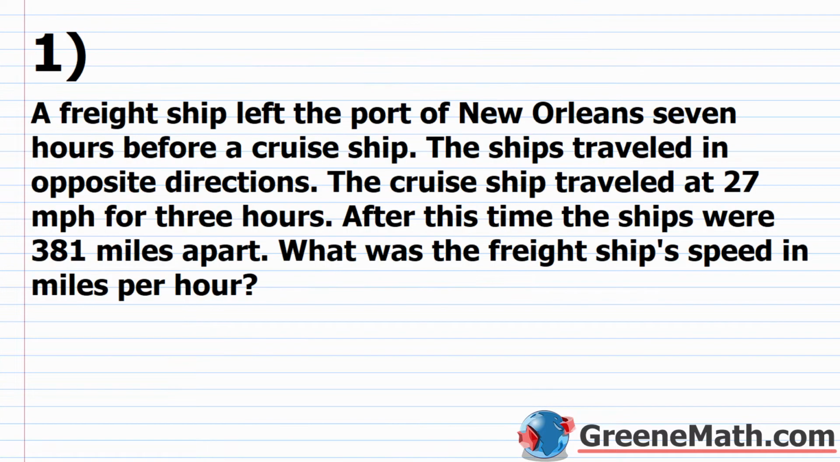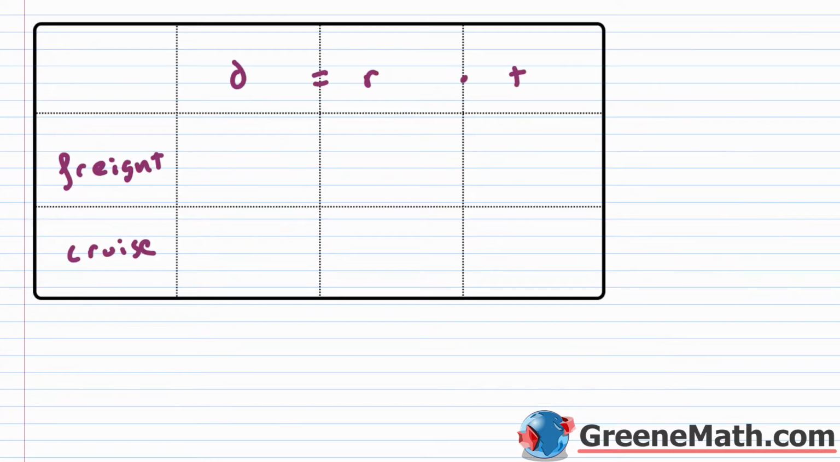So let's come back up here and let's think about a few things. First off, if I want to get a rate of speed for the cruise ship, it's actually given to me in the problem. It says the cruise ship traveled at 27 miles per hour. It also gives me a time of 3 hours. So let's just fill that out. Coming back here, for the cruise ship, everything is given to me. The rate is 27 for 27 miles per hour, and the time is 3 for 3 hours. And if I multiply those two together, I get a distance traveled of 81 miles. So this is already done for me. I need to figure out the freight ship now.